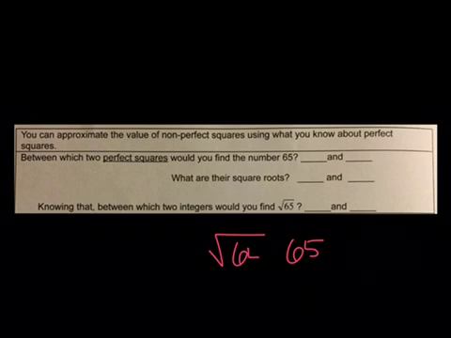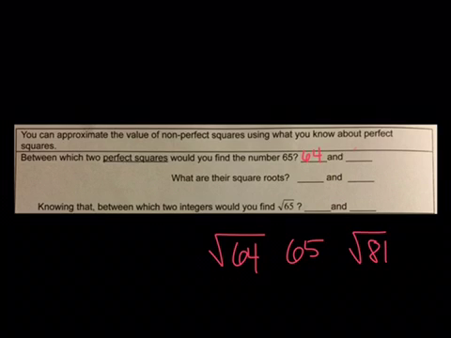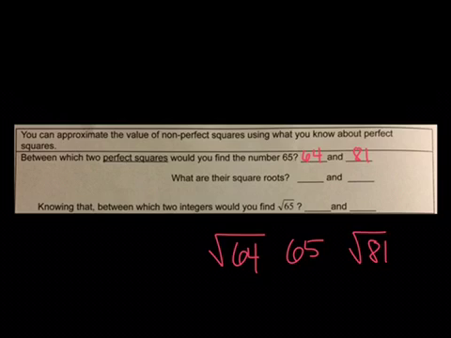So I know 65 falls between 64 and 81. So we can write 64 and 81. And what are their square roots? So the square root of 64, we're just going to take the positive roots here, is 8 and the square root of 81 is 9. So knowing that, between which two integers would you find the square root of 65? So we know the square root of 65 is between the integers 8 and 9. So that helps us get a good approximation, knowing it's between those two perfect squares.